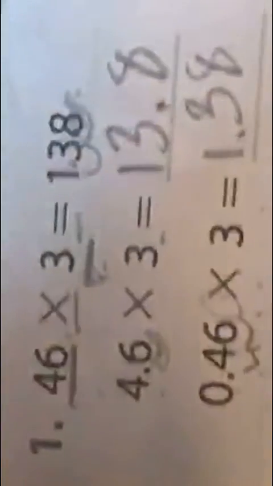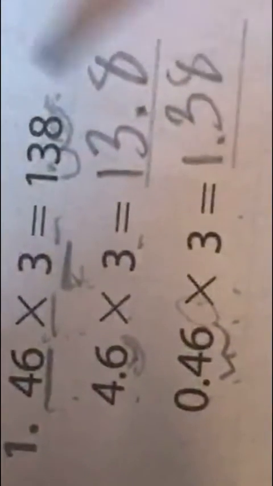But this is 2 spaces away from right here. So what would we do with right here? We would go 1, 2, and then put our decimal right there. So that's what I did, 1, 2. See, these are all like the same number, so it's real easy.